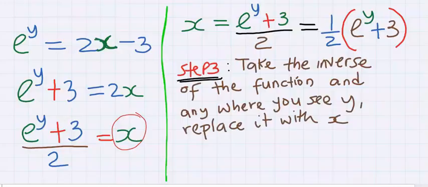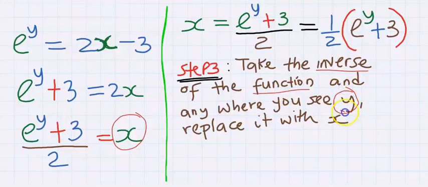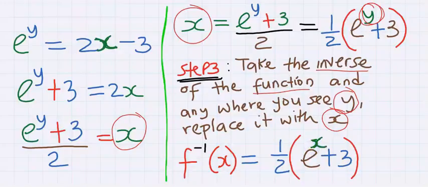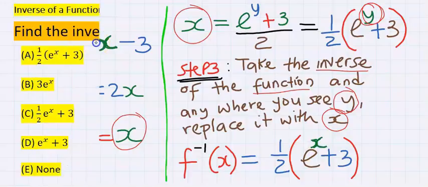Step number 3. Take the inverse of the function. That is, anywhere you see y, replace it with x. This means instead of x, I'm now going to write f inverse of x. And next, instead of y, I'm now going to have x to replace it. This is the inverse of the function.